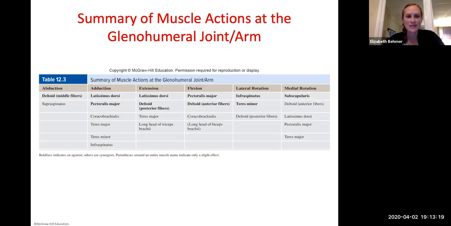All right, so this is a summary of the muscle actions that move this glenohumeral joint. We talk about these actions as abduction, which is taking an arm and moving it away from midline. Adduction is moving it back, adding it back to midline. Extension and flexion: flexion is always decreasing in angle, and extension is increasing in angle. And then lateral and medial rotation. Laterally rotating is rotating laterally, and medially rotating is rotating it back in. So that's a summary of those muscle actions.